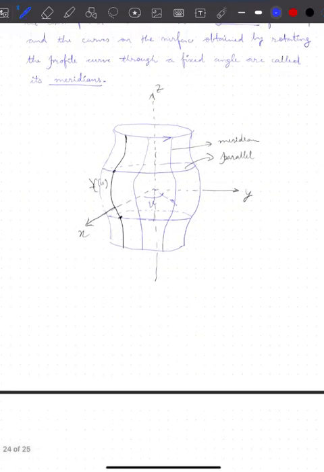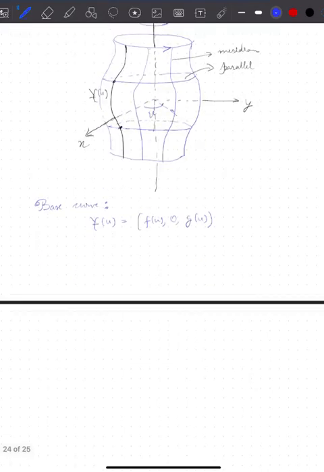So the way we would like to portray this is, I'll just give the basic definition. The base curve is rotated about this axis, right? The base curve is given by gamma vector u is equal to f of u, 0, g of u, since it lies in the xz plane. And this is a parameterization of the base or profile curve.